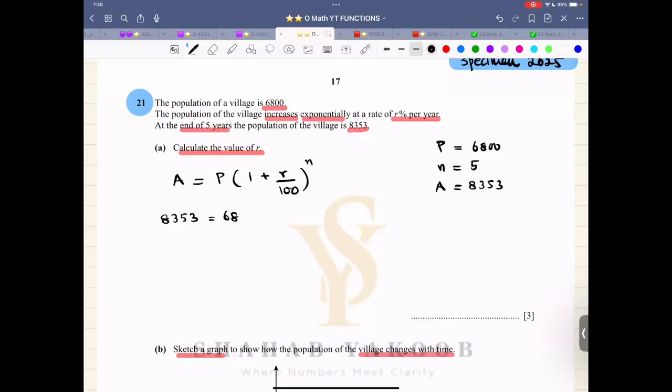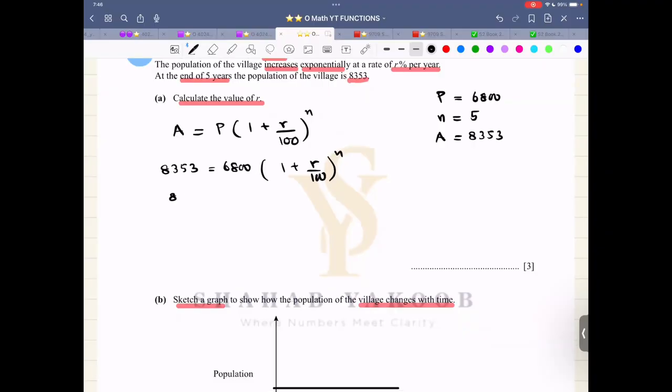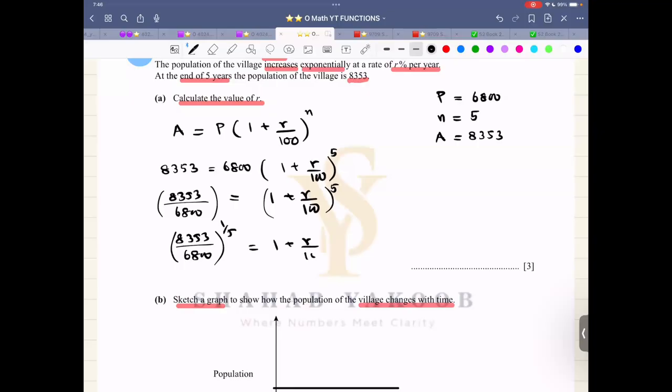That is P, 6,800, times 1 plus R over 100 raised to power of N. So 8353 over 6,800, put it inside a bracket. This is 1 plus R over 100 raised to power of N. And now let me plug in the value of N. So we have the value of N, which is what? 5 years. This is 5. Therefore, 8353 over 6800 raised to power of 1/5 is 1 plus R over 100.